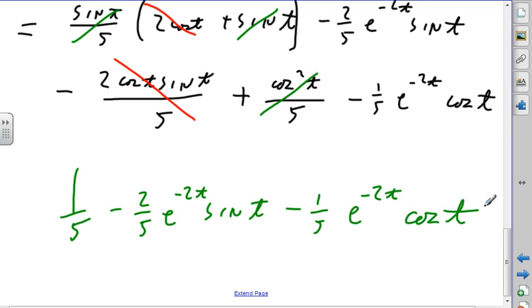Anybody remember what problem we're working? 12. And 4, 4, 12. 1/5 minus 1/5 e to the minus 2t sine cosine t minus the other guy.